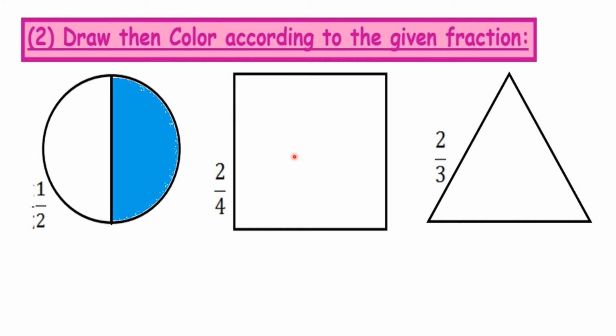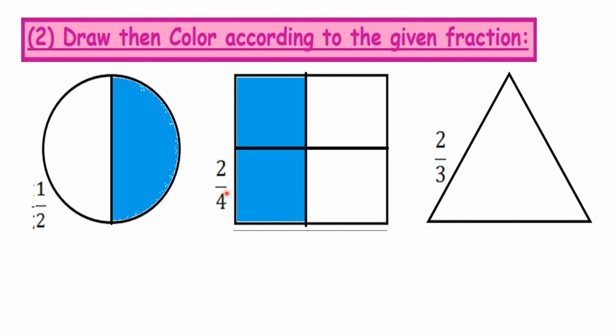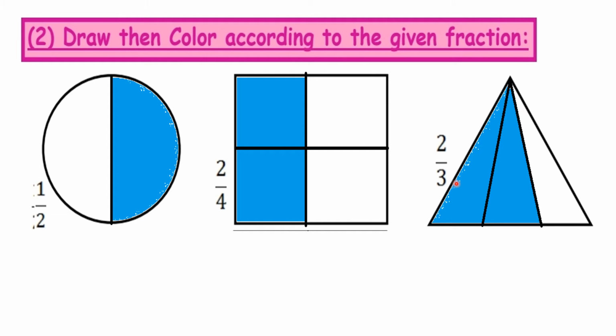I have here a rectangle, and I want to color according to the given fraction, that is 2/4. So I will divide this into 4 equal parts, and I will color 2 out of 4. I have here a triangle, and I want to color 2 out of 3. So I will divide this triangle into 3 equal parts, and I will color 2 out of 3.